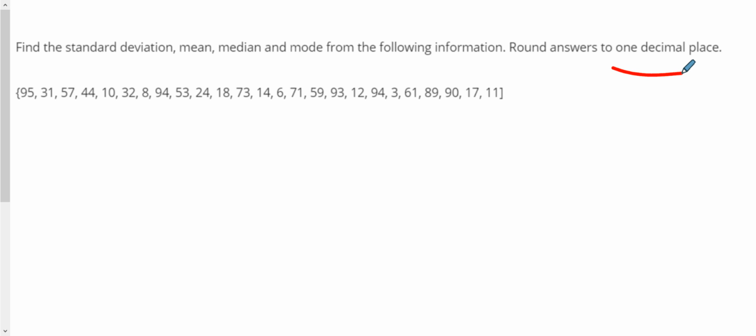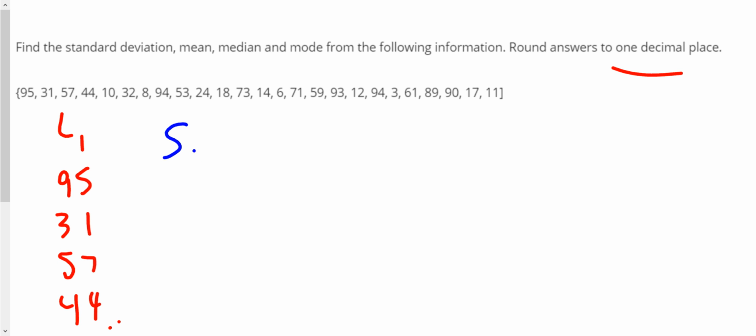And so I'm just going to go into that L1. I'm just going to put in the data, 95, 31. It doesn't matter what order it's in. And just kind of keep going, keep going. And then I'm going to hit that stat button and I'm going to calculate that one variable statistics. And when you do that, we're going to be looking at the following.